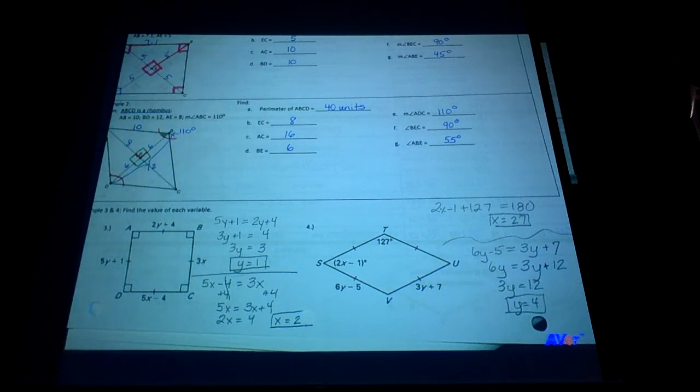Tomorrow we're going to be working on page 10 and 11 and getting ready for a quiz at the end of the week on all of our quadrilaterals so far, parallelogram, rectangle, rhombus, and square.